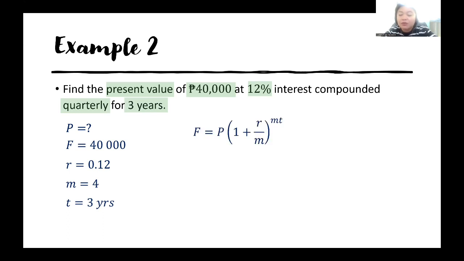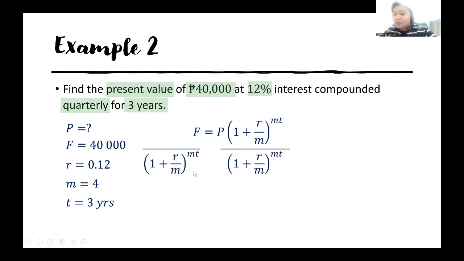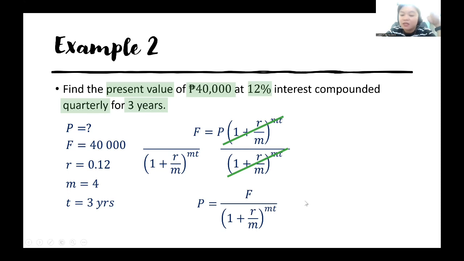Okay, so go back to the formula. So this time, we're solving for P, no? So we can derive it. Divide both sides by the factor, and it's already posted in the slide with all the formulas. Cancel this. So your P is this one. Okay? So all you need to do is substitute. Okay, so just substitute. Put it in the denominator. Okay?